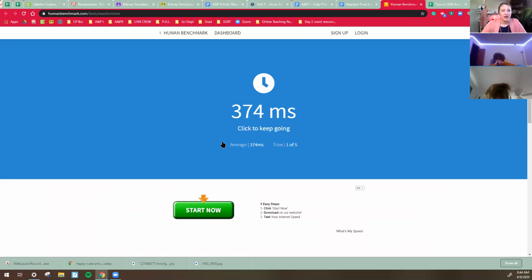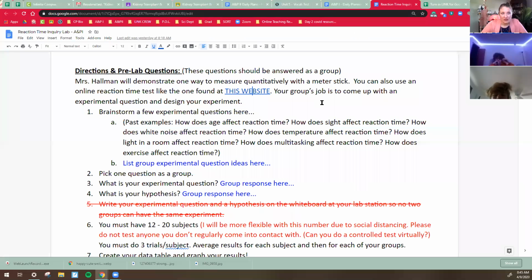You can see down here it has the average, which is 374 because I've only done it once. And you will do this 5 times and it averages those 5 times together. These 5 times would act as one trial, one test on a subject. So you would just have them keep going, and every time you click, it averages those times together. Okay, can you give me a thumbs up if that makes sense? Fantastic. So those are your 2 ways of quantifying reaction time.